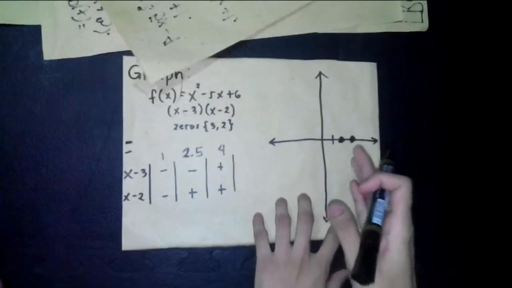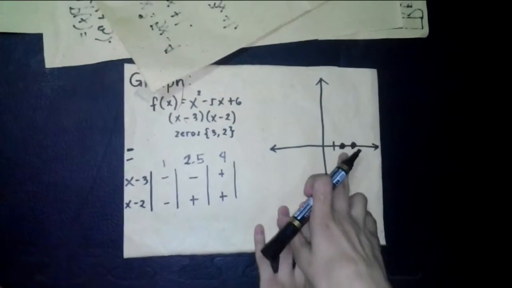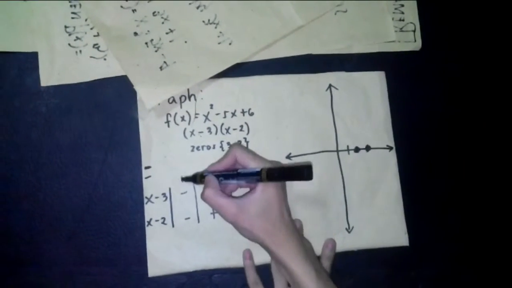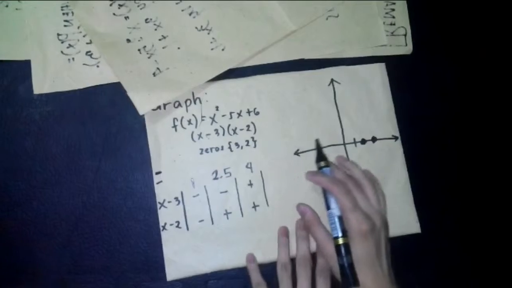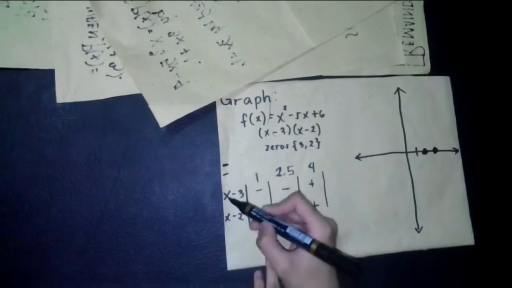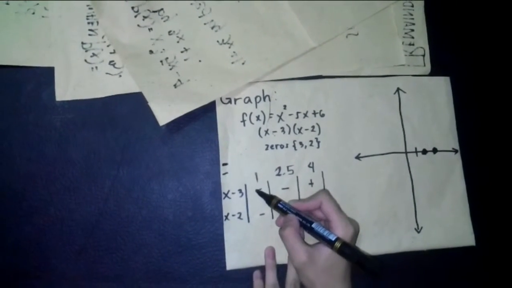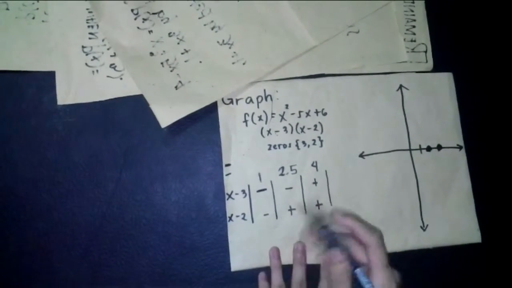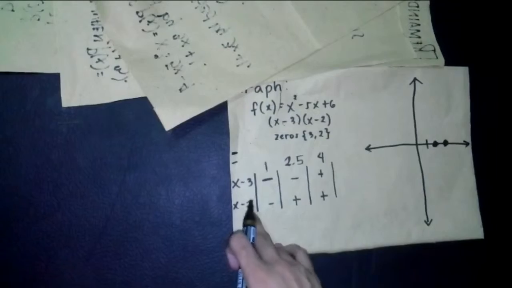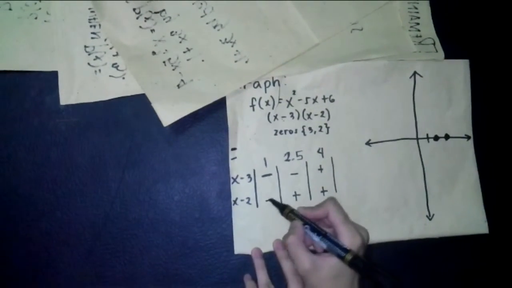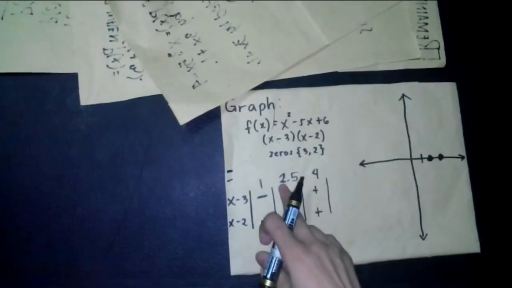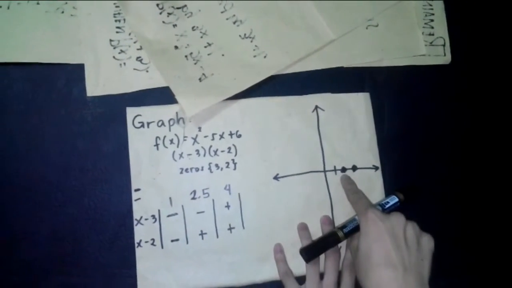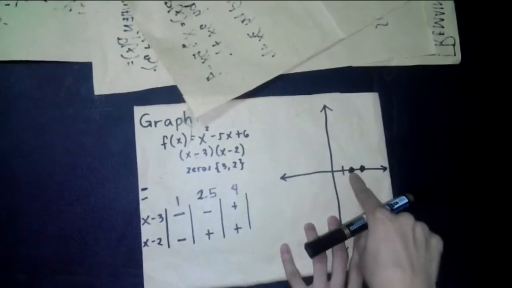Choose a value of x that is less than 2, and then substitute it into those factors. 1 minus 3 is equal to negative 2, so its sign is negative. 1 minus 2 is negative 1, so it also gets a negative sign. Next step is to find a value of x that is in between 2 and 3.